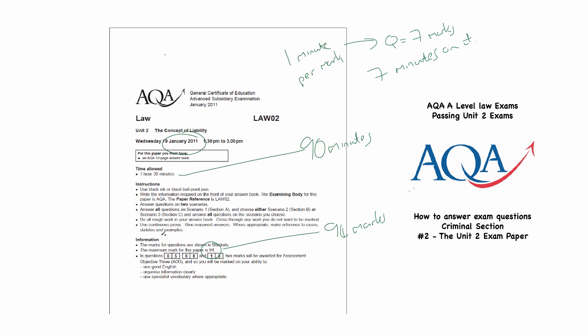The next major thing to say is that you've got to answer 2 scenarios. Everybody has to do crime, which is scenario A, and then you get to choose between B or C. B is tort and C is contract. So you have to do 2 scenarios, and we'll look at them in a moment.